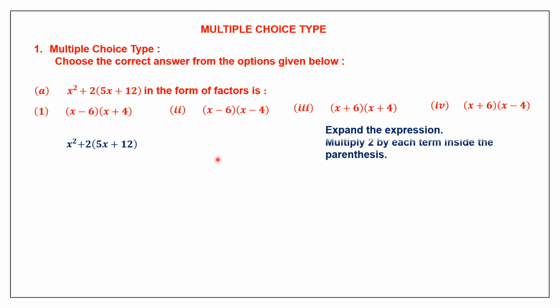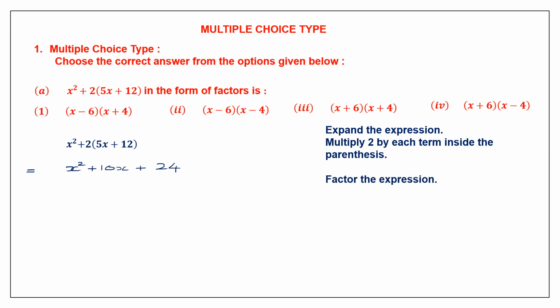Now, how do we expand this? We're going to multiply 2 by each term inside the parenthesis. That is, we have 2 here. We're going to multiply 2 with each term that is inside the brackets. So let's do that. So that will be x square plus 2 into 5x, which is 10x, plus 2 into 12, which is 24. Now we have finished expanding.